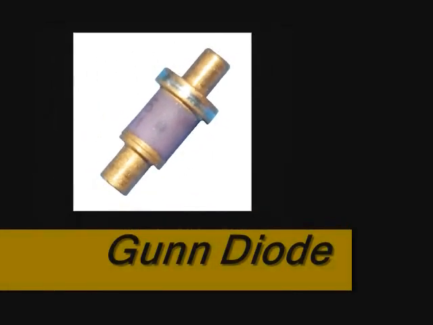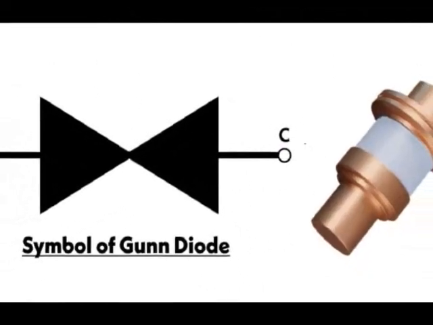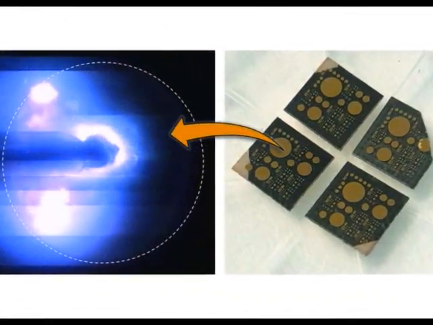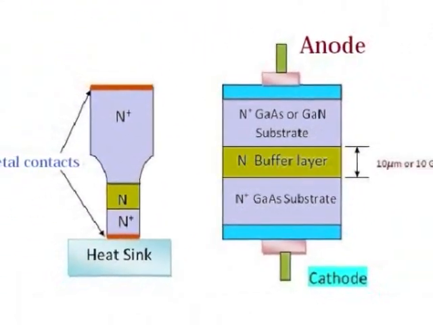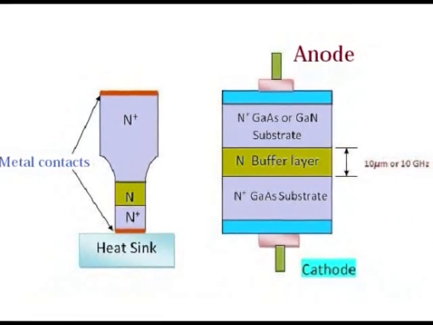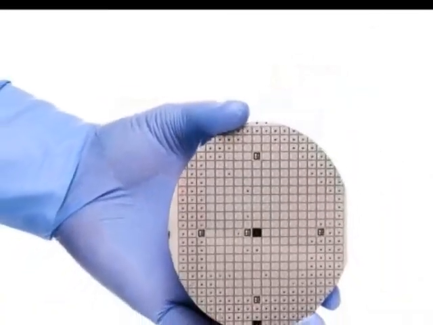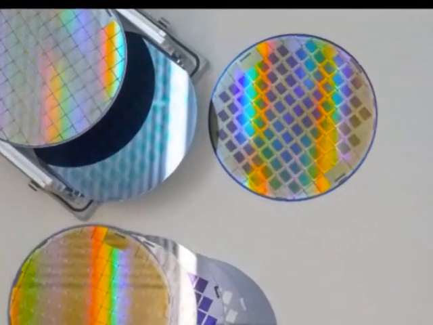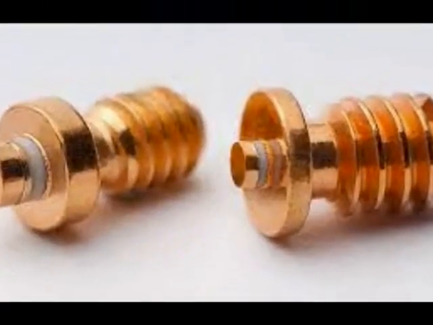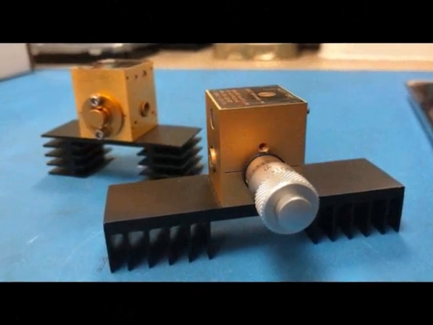Gunn diode. Gunn diodes are also known as transferred electron devices, TEDs. They are a type of diode that produces microwave signals by exploiting the Gunn effect. The Gunn effect is a phenomenon in which a high electric field applied to certain semiconductors, such as gallium arsenide, causes electrons to move through the material with a negative differential resistance, and oscillates at microwave frequencies. Unlike other diodes, the Gunn diode has a negative resistance region with no junctions.